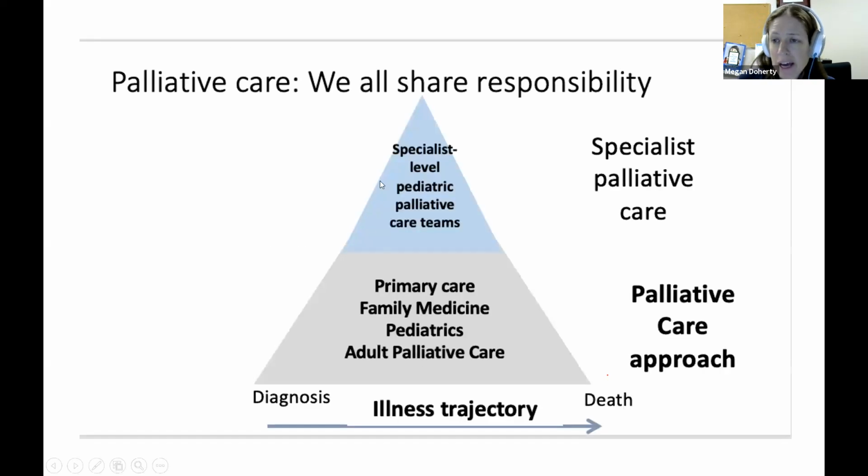So this is about the palliative care approach. We know that we are not all going to be palliative care specialists, and this is a tiny fraction of the children who need palliative care who need the specialists. Most of the children can benefit from what we call a palliative care approach, which is delivered by primary care physicians, family medicine physicians, pediatricians, adult palliative care physicians, nurses, social workers, counselors, psychologists, and every member of your team can be included in this. And the training that we give you gives you the tools to do a palliative care approach.